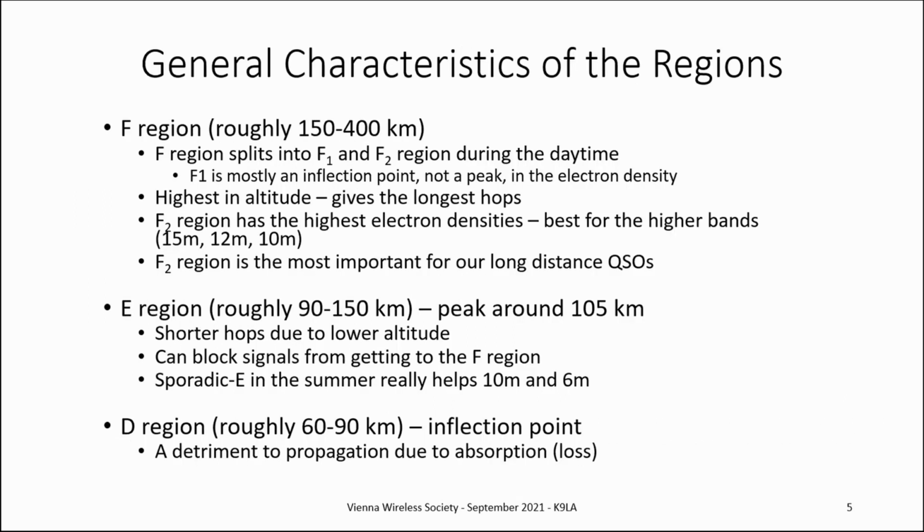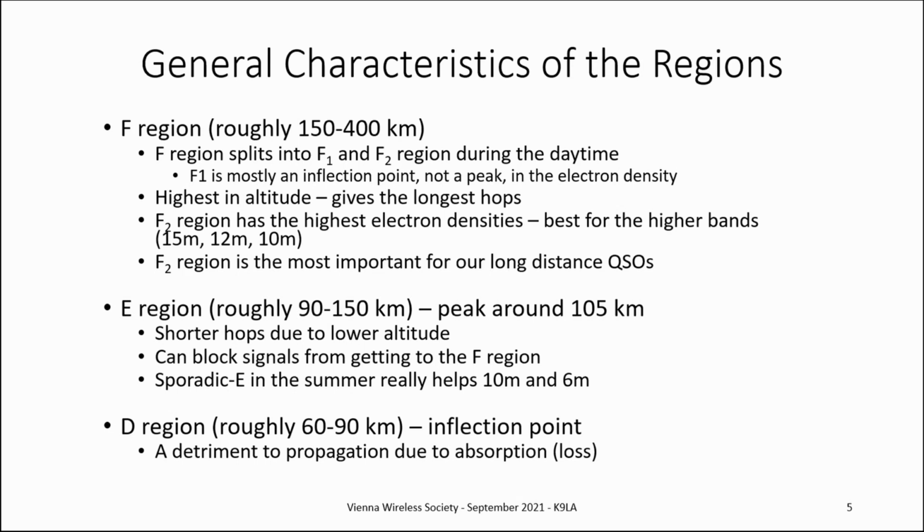Here's some general characteristics of the regions. The F region is roughly from 150 to 400 kilometers, a pretty wide range. And during the daytime, there's an F1 and an F2 region, like I mentioned. The F2 region is the highest. The F2 region is really a peak in the electron density. The F1 is mostly just an inflection point in the electron density profile. It's not that much of a peak. The F2 region has the highest electron densities, and of course that's best for the higher bands, 15, 12, and 10. The F2 region is the most important for our long-distance QSOs.